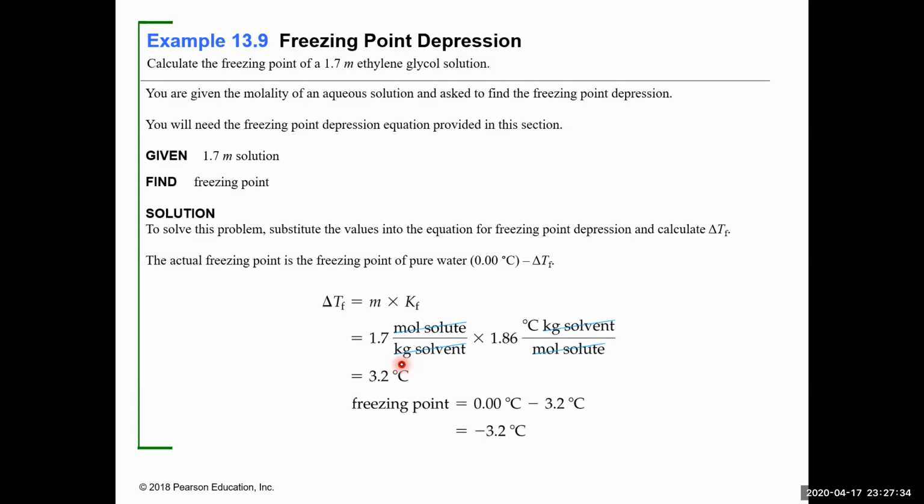Remember that we have freezing point depression, not freezing point elevation. We know for pure water, the freezing point is 0.00 degrees Celsius. It is then depressed by adding this ethylene glycol solute. The freezing point is now depressed by 3.2 degrees Celsius. That means that now our freezing point is negative 3.2 degrees Celsius.